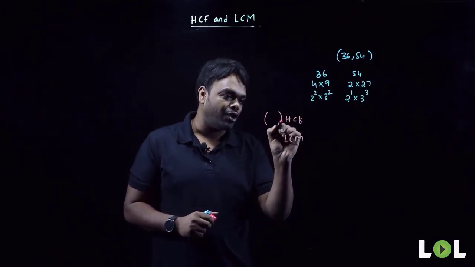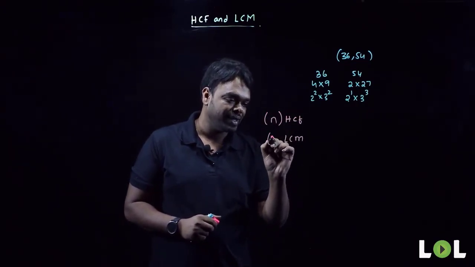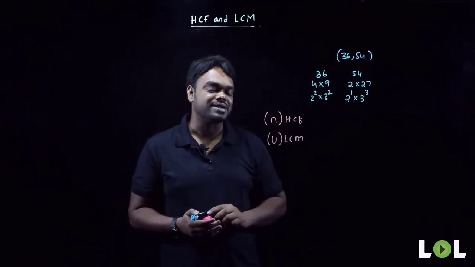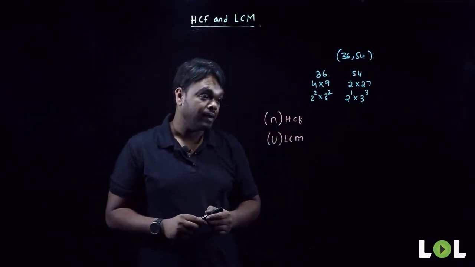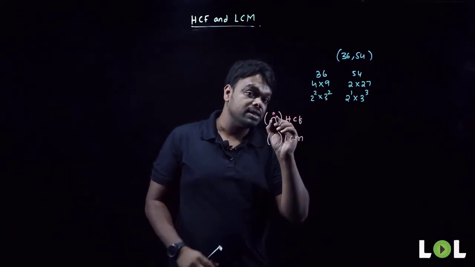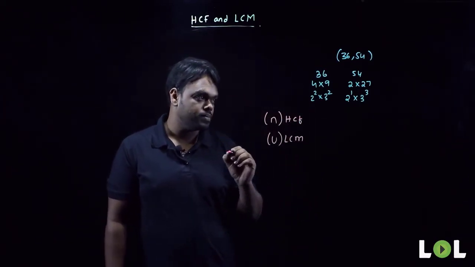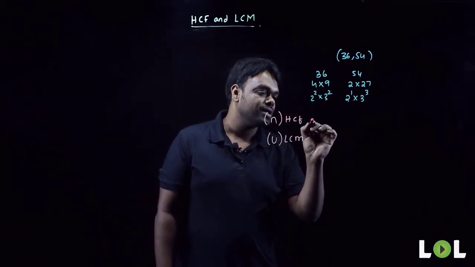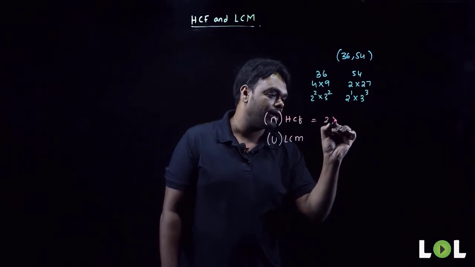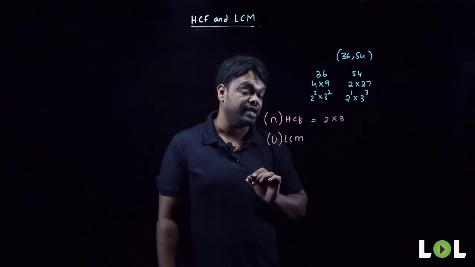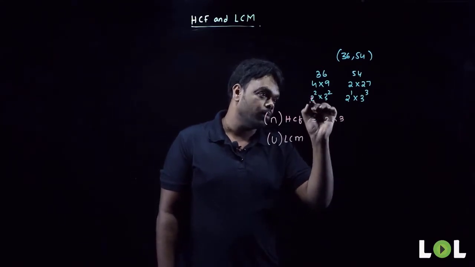Now, HCF is all about the intersection operation. LCM is all about the union operation. I'm pretty sure you know union and intersection. Now, HCF, intersection operation, means you have to take all the common bases. Both 2 and 3 are common in both the numbers. So the common bases are 2 and 3. Now, consider only the smallest powers of these bases in both the numbers.